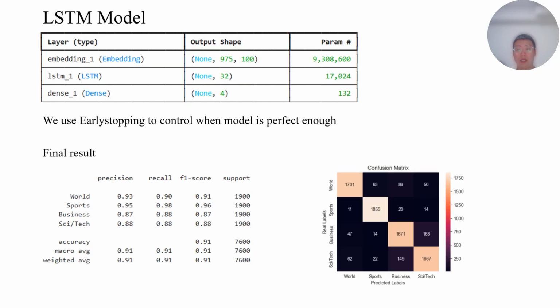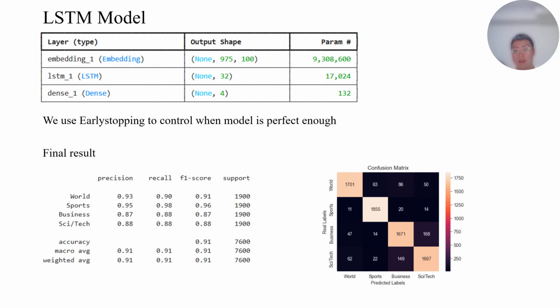Now let's move to the LSTM model. It has an embedding layer, an LSTM layer, and a fully connected layer, with approximately 9.3 million parameters, primarily concentrated in the embedding layer. And early stopping is applied to prevent overfitting by monitoring validation loss. It can prevent overfitting, speed up training, and restore the best weights.